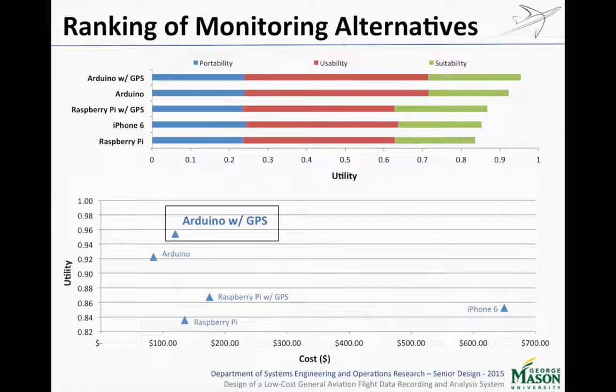We found, however, over winter break that the Arduino Uno didn't have the real-time processing capability that we needed in order to generate the measurements and parameters that we needed to generate. And we found out the reason for this is because it doesn't have enough static memory. It doesn't have enough random access memory.